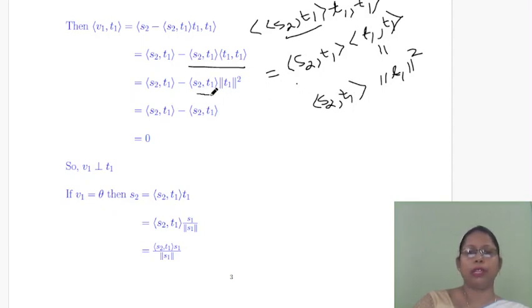So in place of the second term, in the next step I will write norm of T1 is equal to 1. So norm of T1 square will be 1. So this is inner product of S2 comma T1 minus inner product of S2 comma T1, which is equal to 0. So inner product of B1 comma T1 is equal to 0. B1 is orthogonal to T1.